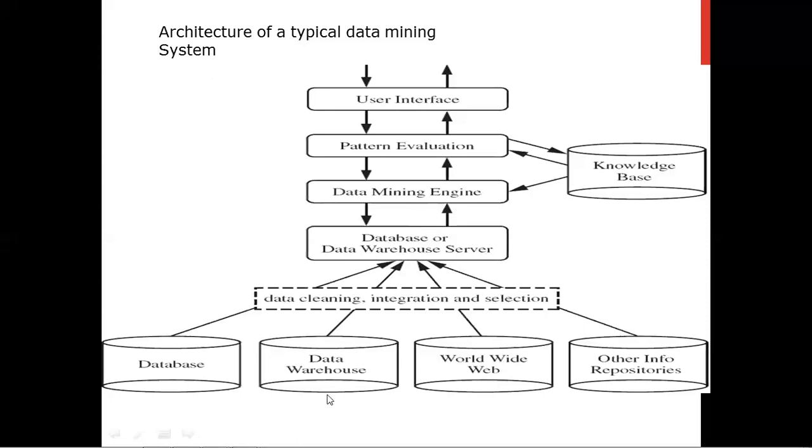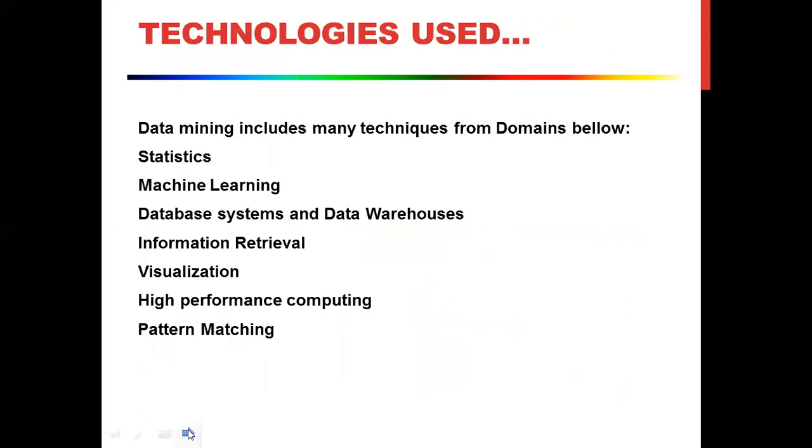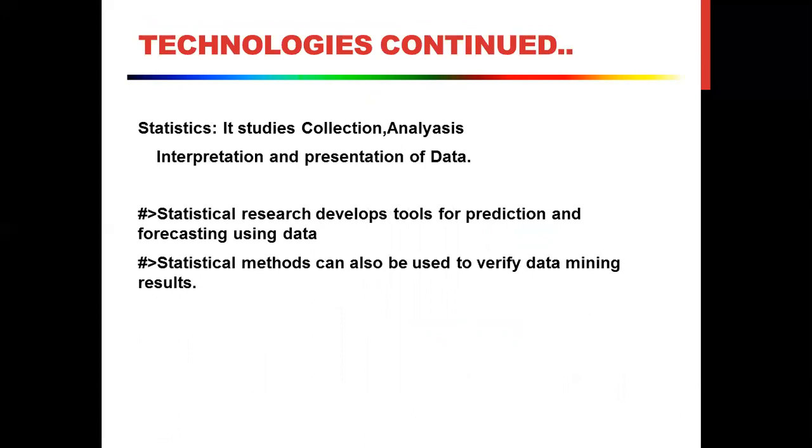Fine. The next thing we need to focus on is that data mining has multiple disciplines. So this is our data mining. It has data mining technologies, machine learning, pattern recognition, algorithms. Lots of other disciplines are there in data mining, such as visualization and statistics. So what are the technologies used in this? Data mining includes many techniques from related fields, for example statistics, machine learning, database systems and data warehouses, information retrieval, visualization, high performance computing, and pattern matching. We'll see them one by one.